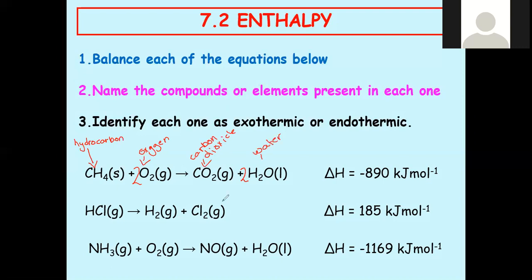So let's look at this. We've got a negative enthalpy change. We're going from a solid and a gas to a gas and a liquid. We've got a negative enthalpy change. That will mean it is exothermic. That means we are giving off heat into our surroundings.